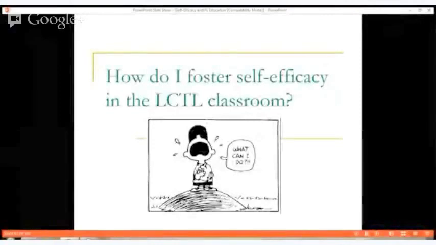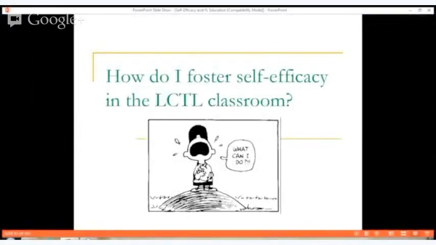So those are just some questions I had, and I'm sure you would have a lot more ideas than me, but just some food for thought. And the last thing I wanted to just touch on is, how do I foster self-efficacy in the less commonly taught language classroom? What can I do?